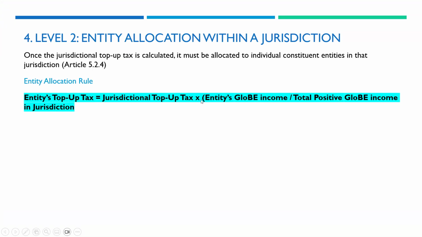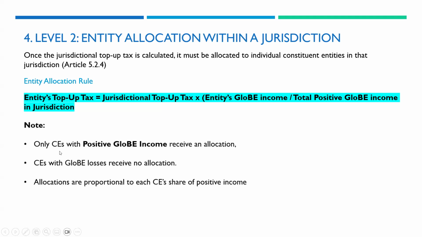Entity's top-up tax is jurisdictional top-up tax into entity's globe income divided by total positive globe income in the jurisdiction. So you are dividing this jurisdictional top-up tax on the proportion of entity's globe income. But while distributing, what they are telling us is, only take total positive globe income in the jurisdiction. If somebody is having a loss, then you should not take it. We will do an example, don't worry. So only CEs with positive globe income receive an allocation. It won't be given to a negative globe entity.